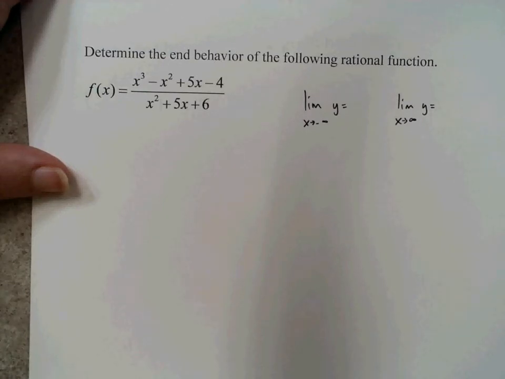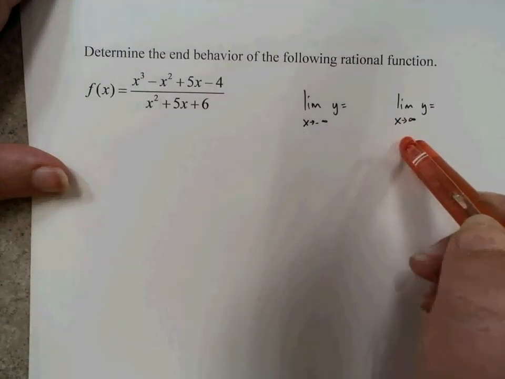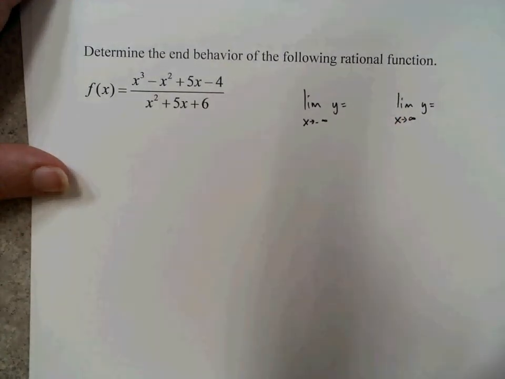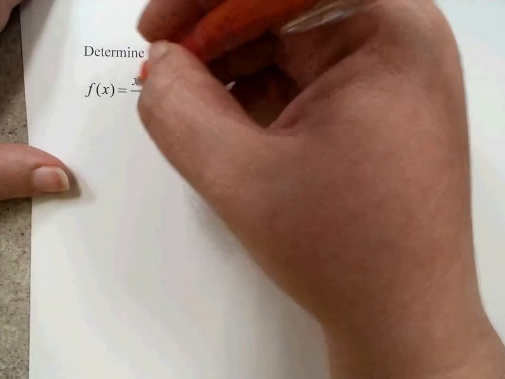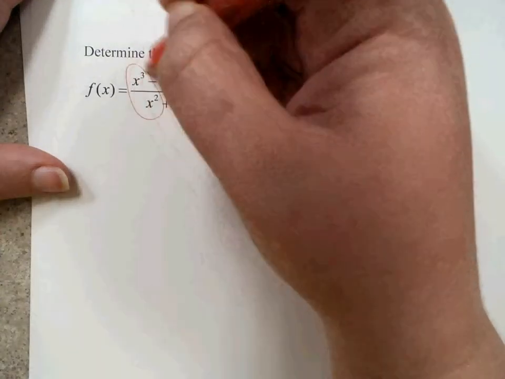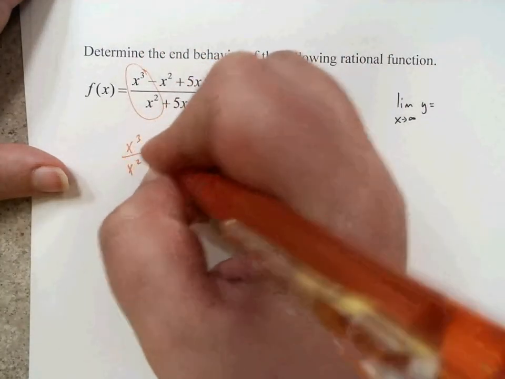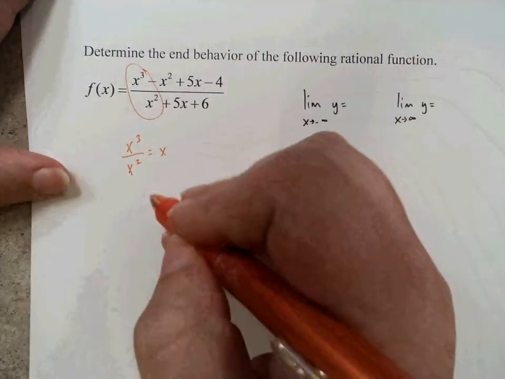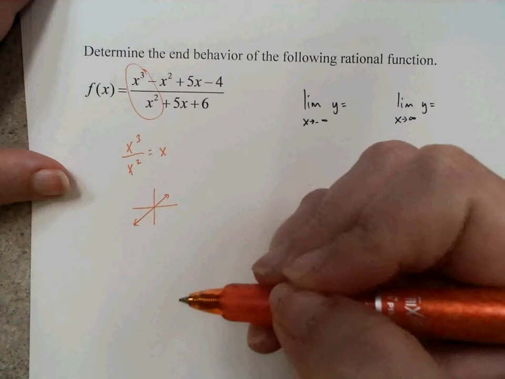There are actually two different things I could be asking you to find. I could be asking you to find the exact end behavior model, or I could be asking you to find just the end behavior. Just the end behavior is pretty easy to find. You think about the powers. Because the higher power is in the numerator, you can take the most powerful terms and divide them. X cubed divided by x squared simplifies down to x. So we're basically looking at the same end behavior as a linear function with a slope of 1.